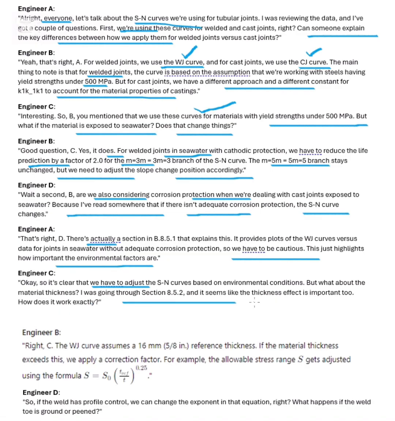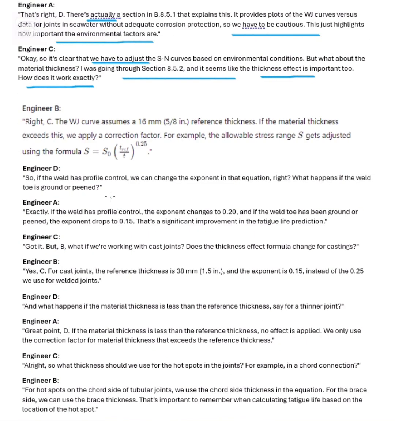But what about the material thickness? I was going through a section and it seems like thickness effect is important too. How does that work exactly? For the WJ curve, 16 mm is the reference thickness. If the material thickness exceeds this, we need to apply a correction factor. For example, the allowable stress gets adjusted using the formula.